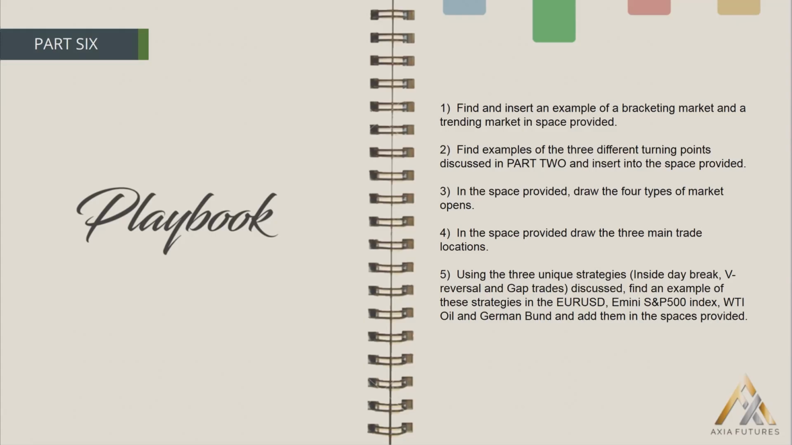Then, in the space provided, draw the 4 types of market open. So just visually draw them. What do they look like? Open drive, open test drive, open rejection reversal, and the auction open. Fourth, in the space provided, draw the 3 main trade locations. So what are those 3 trade locations that are very often exhibited in volume profiling?